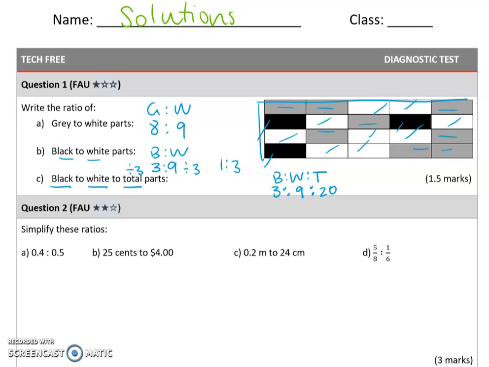Simplifying ratios. All ratios need to be whole numbers. So to jump the decimals out, there's no units, so they don't need to be converted. Both sides need to just jump once to make it 4 to 5.